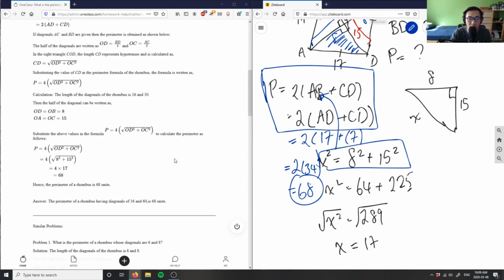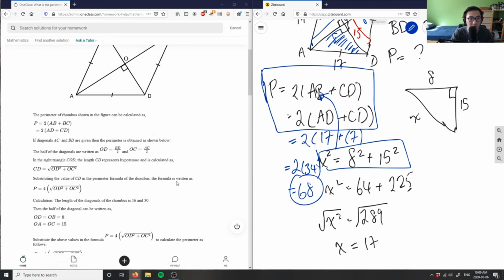So hence the perimeter is 68. This solution here is correct.